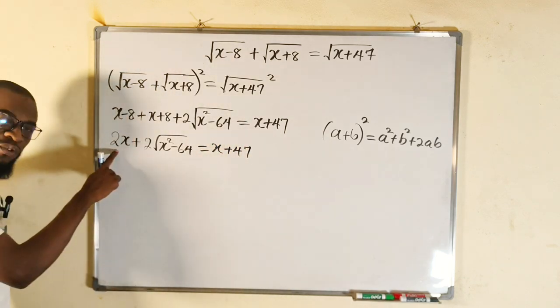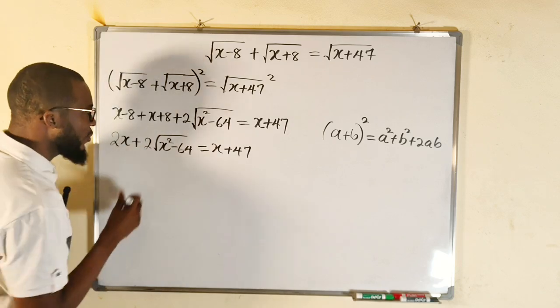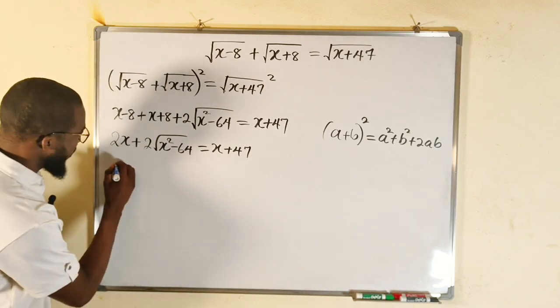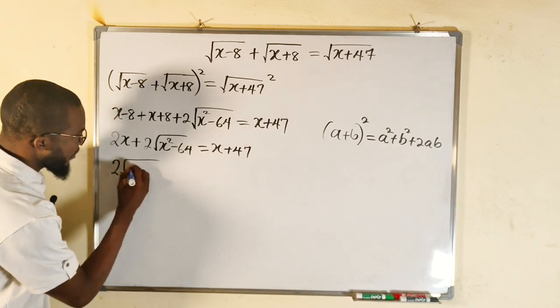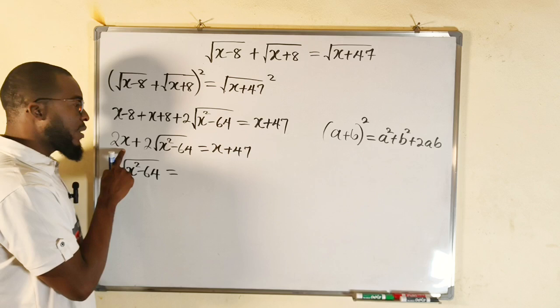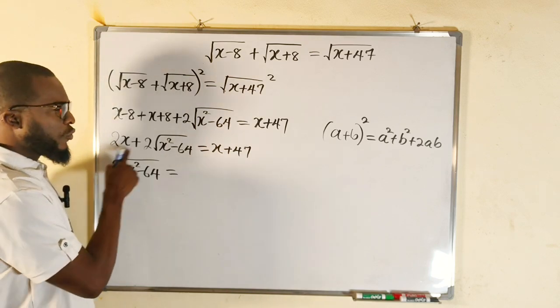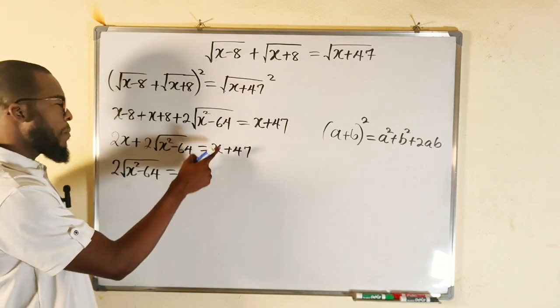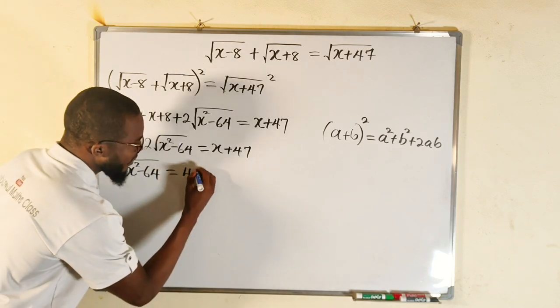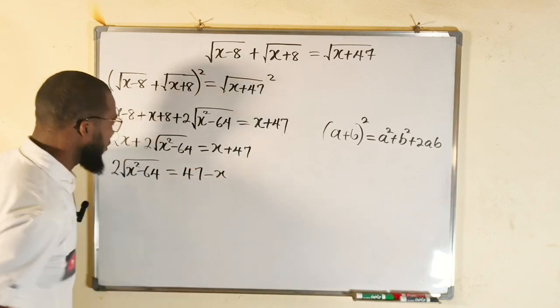Next, I would like to take this 2x to the other side, leaving only 2 multiplied by the square root of x squared minus 64. This is 2 times the square root of x squared minus 64 equal to, the moment this crosses over, it becomes negative. So we have x minus 2x, which is just negative x. So we can write 47 minus x, all the same.